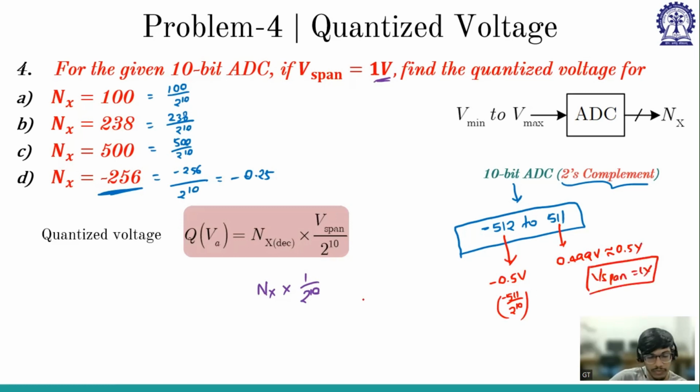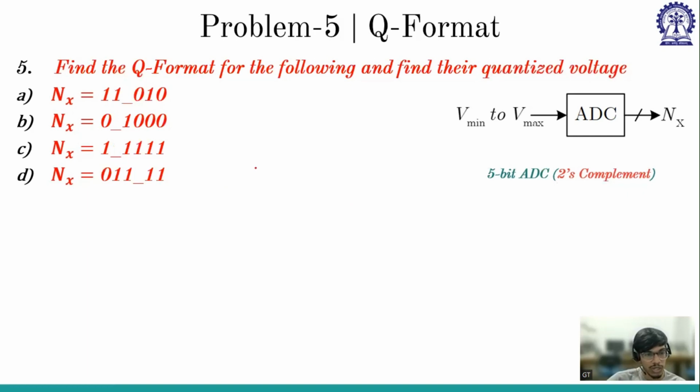Yeah, so this is how you get the quantized voltage. If it is 2's complement, it can be negative. If it is straight binary, it is only positive. So we are in the final question. Find the Q format. What is the Q format of these things?